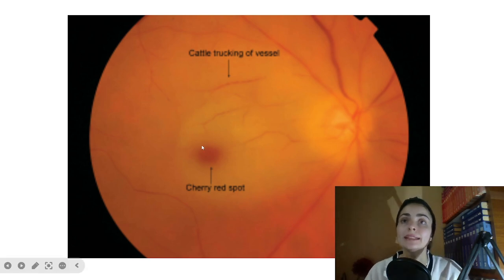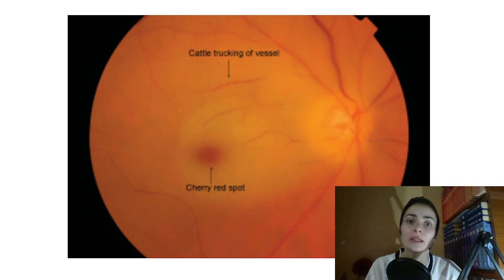So the macula is part of the retina, and the retina is part of the eye, which is responsible for our vision, to put it as simply as possible. The macula generally should be red in color, but what happens when we say a cherry red spot on the macula? It happens when these specific lipid substances accumulate around the macula, and they cause paleness, whitish discoloration of the retina around the macula.